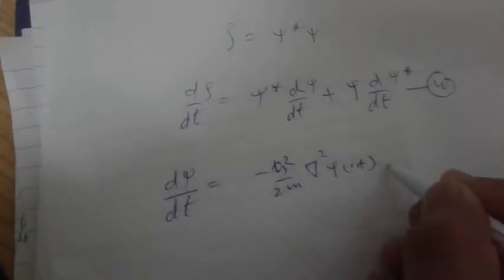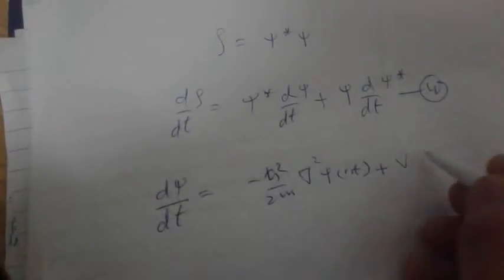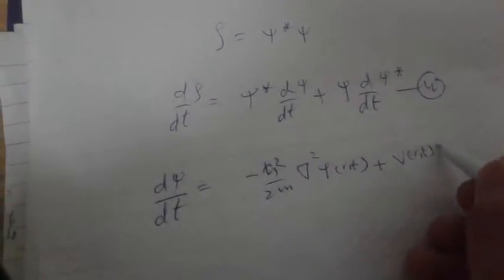psi d by dt psi star. We said that this is equation number 4 because it is important, we will use it later. The value of d psi by dt is equal to minus h cut square over 2m del square psi of rt plus v of rt and psi of rt.